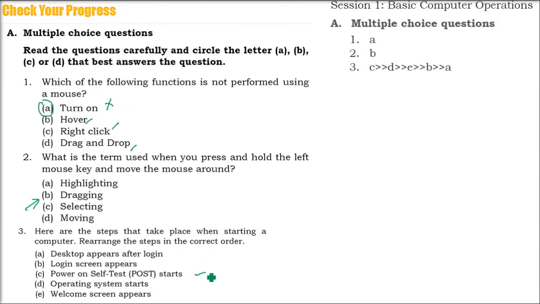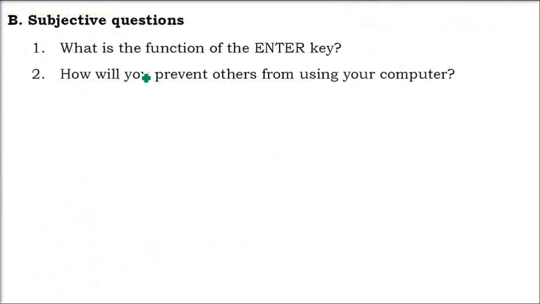And this I'm indicating as 1. Then the operating system starts. Once the POST is done, the control is given to the operating system. Now it is starting. When the operating system is starting, you will get a welcome screen. Then you get a login screen. It will ask for your credentials, login and password. Once you log in, a desktop will appear after login. And here you can start your work and start giving your instructions. So C, D, E, B, A like this.